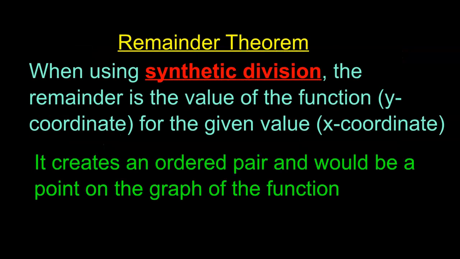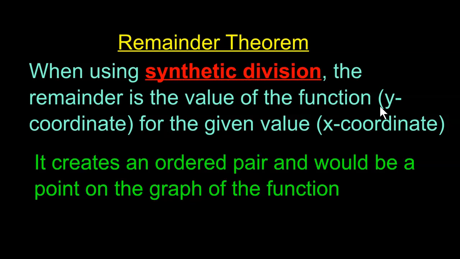So the first thing we're going to talk about is the remainder theorem. What the remainder theorem says is that when you're using synthetic division, the remainder, so the last number in the row, is the value of the function. So basically it's your output, your y coordinate, for the given value, your x.